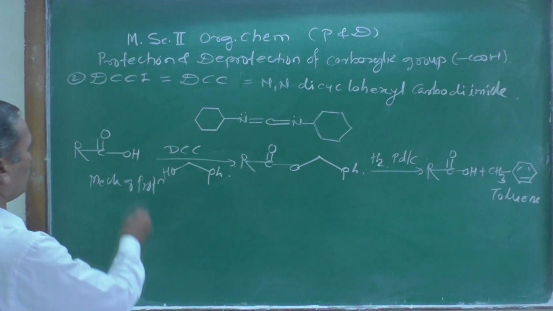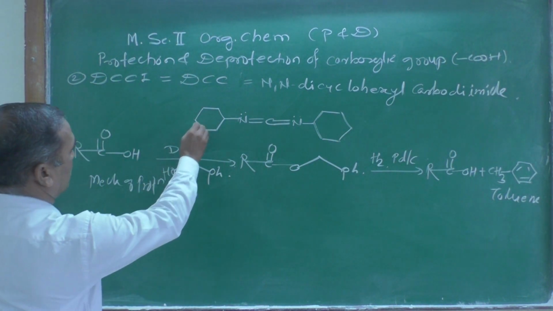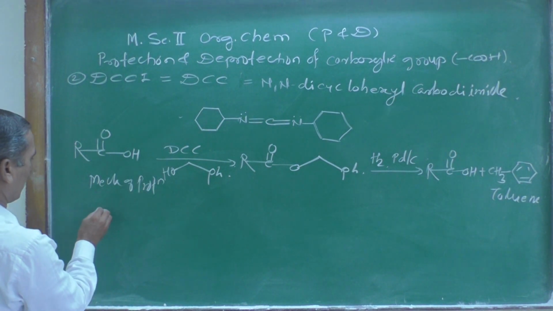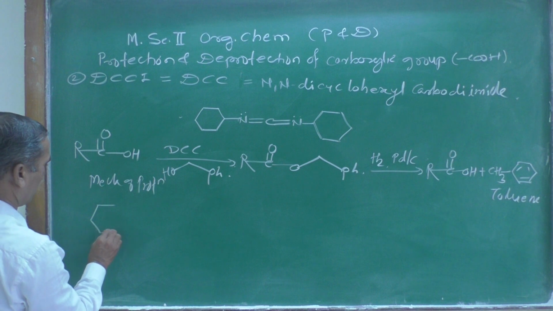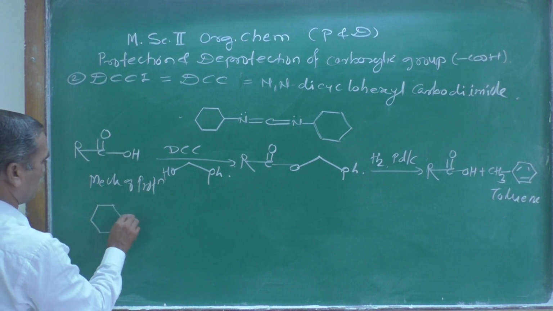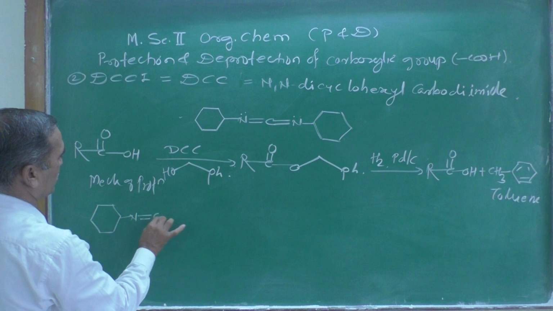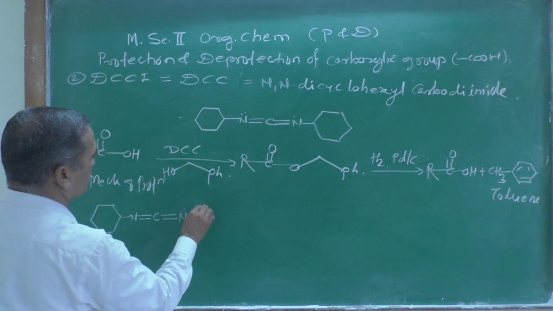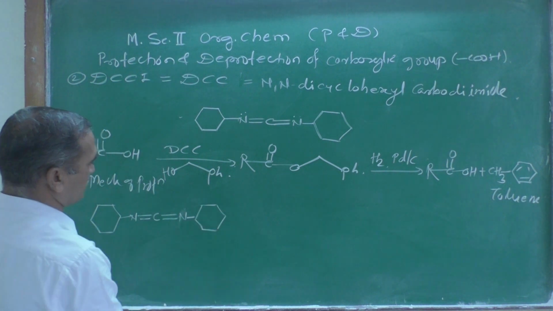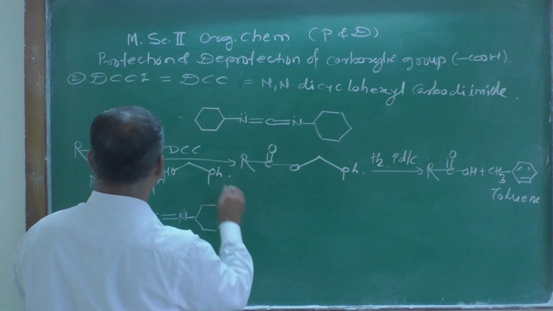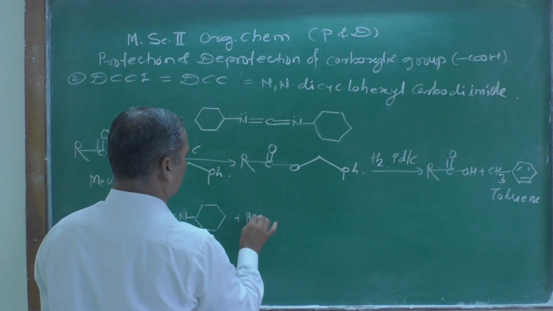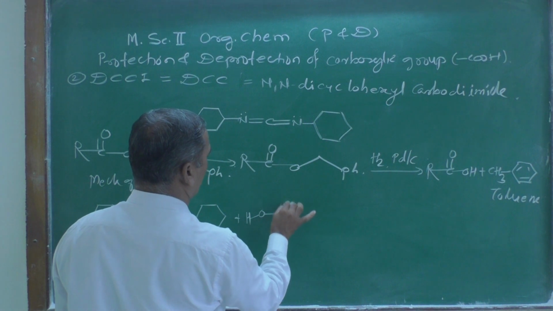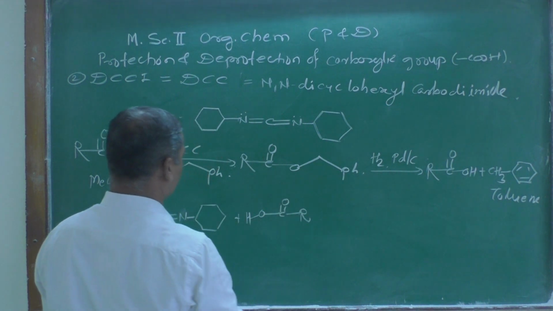This one. Now first one, take down this DCC structure. From a mechanism point of view, we can write here N double bond C double bond N, then this cyclohexane ring. Now here is an acid, you can write for mechanism purpose C double bond O, then R.